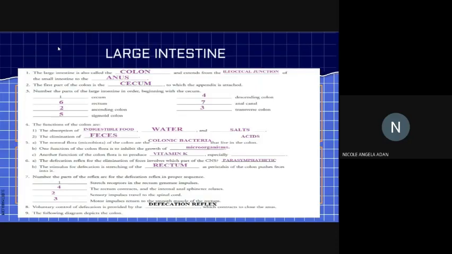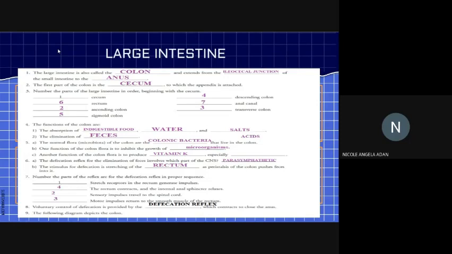For the large intestine, number one. The large intestine is also called the colon and extends from the ileocecal junction of the small intestine to the anus. For number two, the first part of the colon is the cecum, to which the appendix is attached.